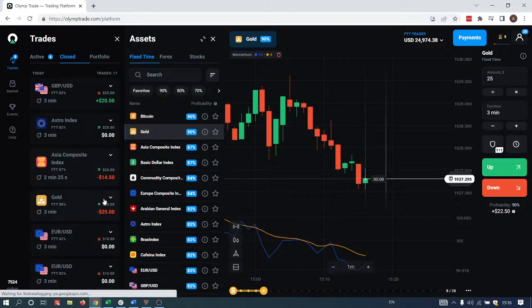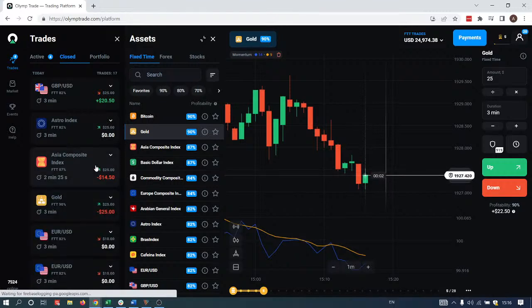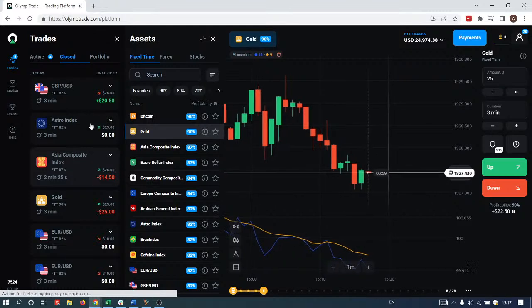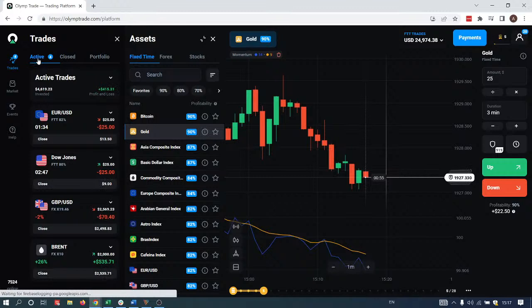So 10, 10, 10. Okay, I started. So okay, so far two negative trades, one losing trade, one cancellation, and another refund and a profitable trade. All right.